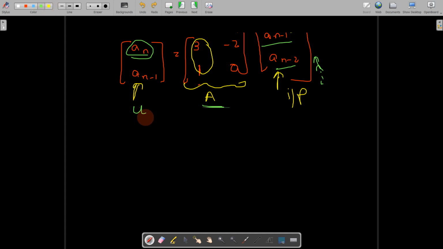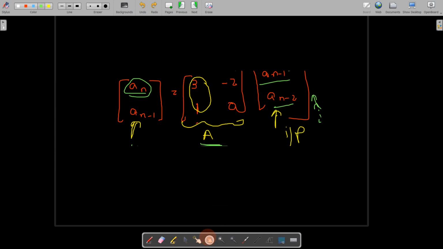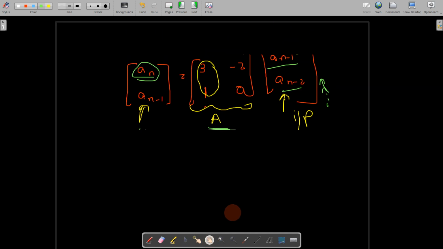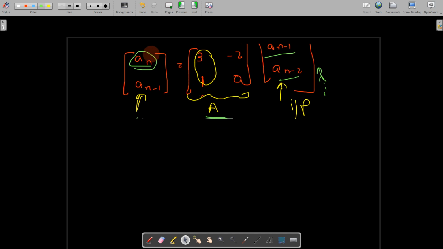Sorry, not U naught. This was our Un, because this matrix is giving us the nth term using the n minus 1 and n minus 2th terms. So this matrix we will call Un. But I know the initial conditions.